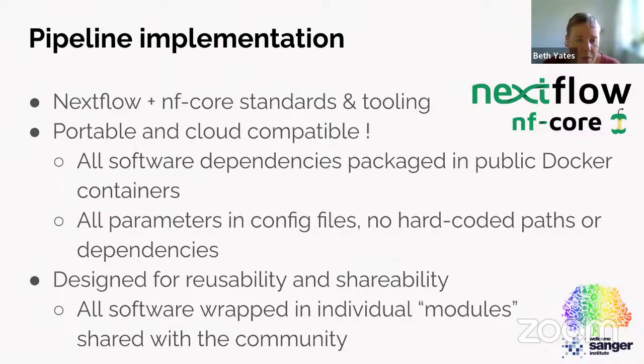So the idea is that for any pipeline that we have developed within the Sanger Tree of Life, anyone should be able to take that pipeline and run it on their own data, on their own infrastructure, and they shouldn't need to make any changes. All of our pipelines are freely available for anyone to use. They are shared with the community. We don't want people reinventing the wheel and writing their own pipeline that does the same thing. So we make everything that we're doing available for anyone to use.